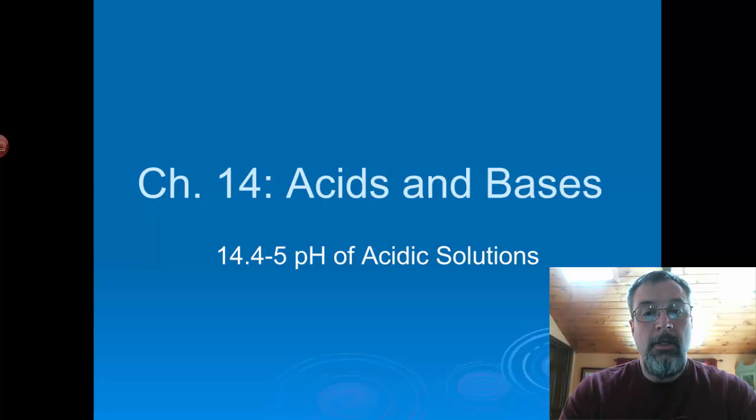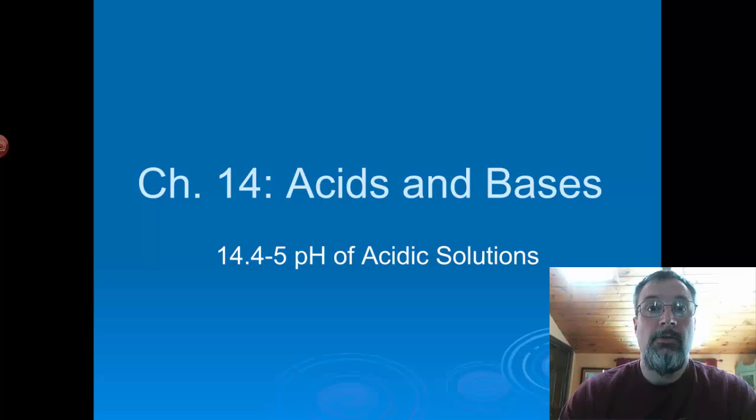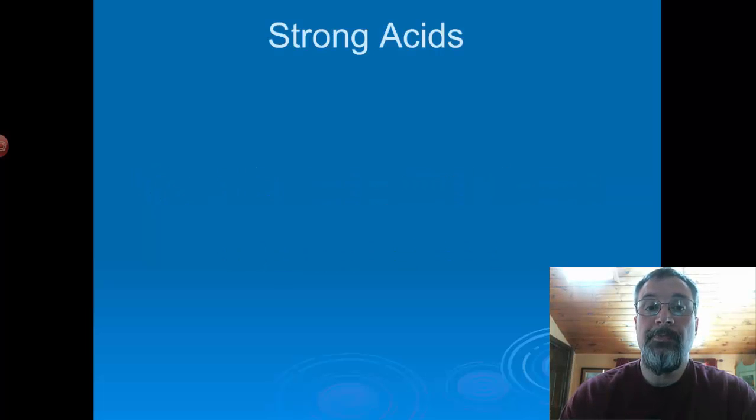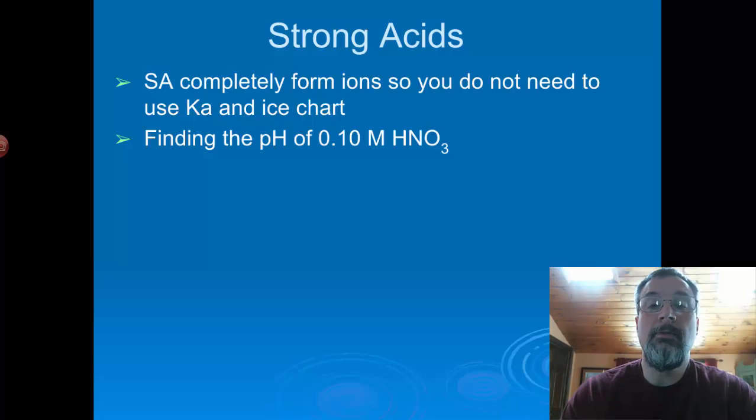So let's talk about pH of acidic solutions and how you calculate pH. It's a very important calculation in acid-base chemistry. For strong acids, it's very simple, because strong acids completely dissociate, they all form ions. It's not an equilibrium situation, which means that it's very simple to find the pH.